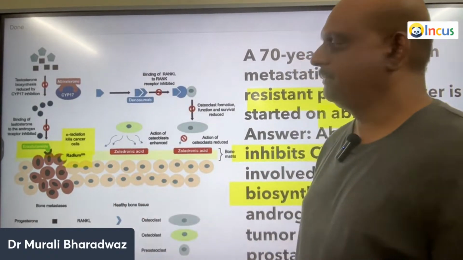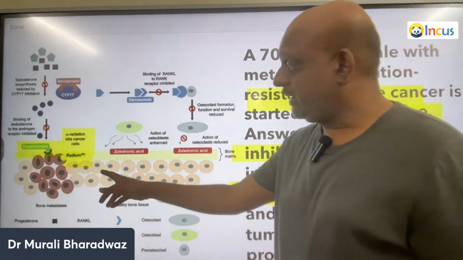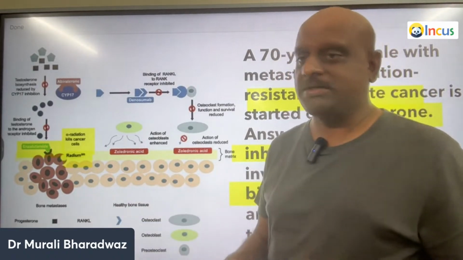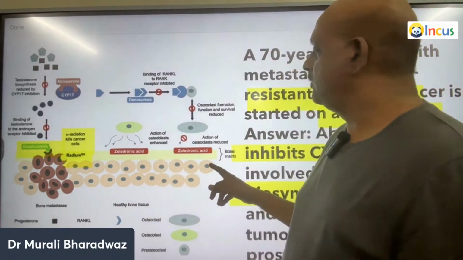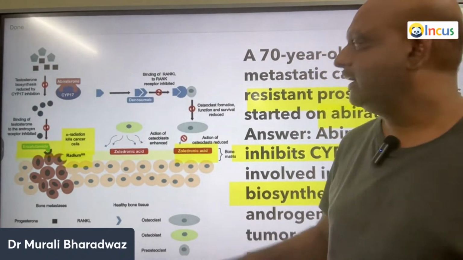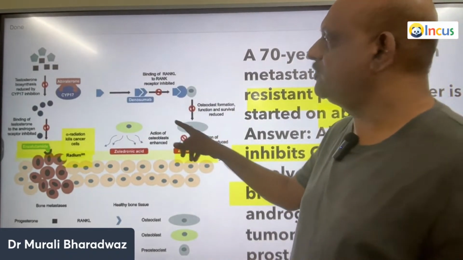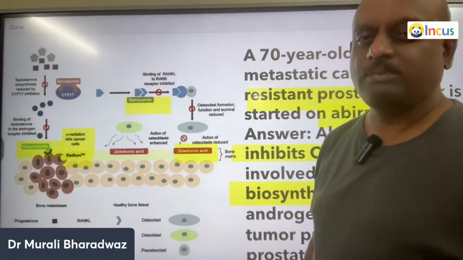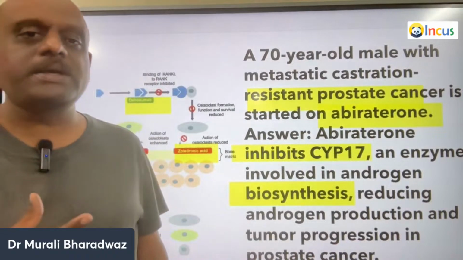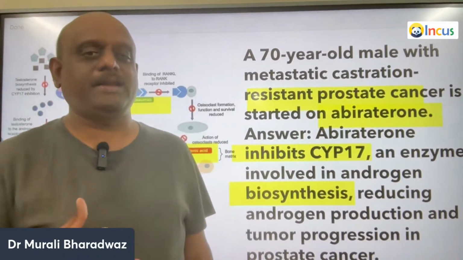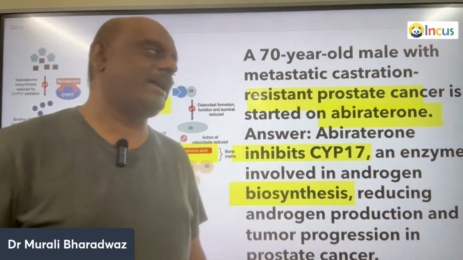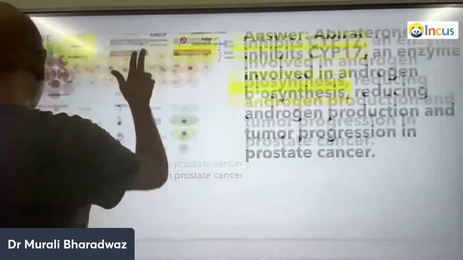And suppose the metastatic prostate cancer leads to osteoblastic metastasis. Then we use zoledronic acid, and we also use denosumab, which will inhibit the osteoclasts. So these are the various treatment options to treat metastatic prostate cancer, is what you have to remember.